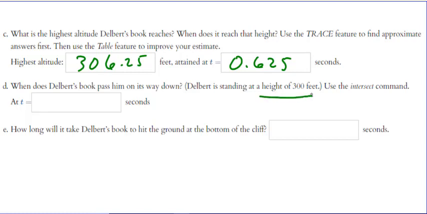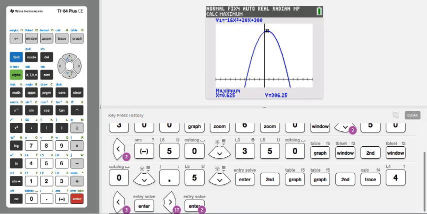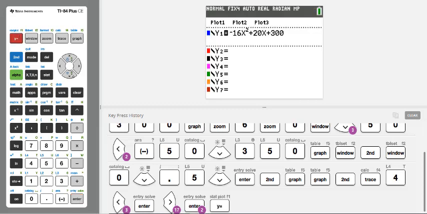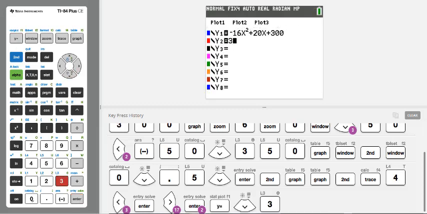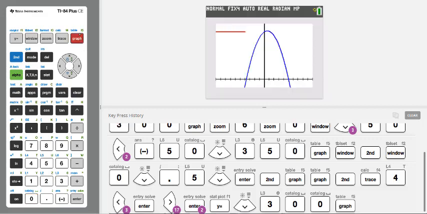When does the book pass Dilbert on the way down? Now Dilbert's standing at 300 feet. So what we're going to do is go right here and say, okay, 300 in Y2, and we hit graph. We're going to zoom in right there on that spot for a second.